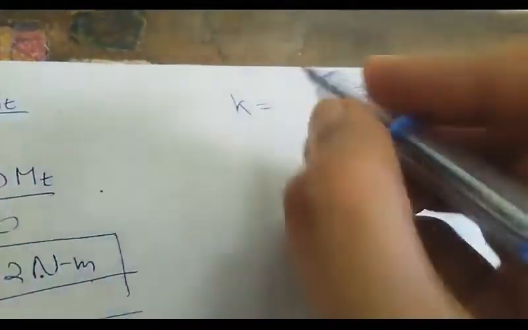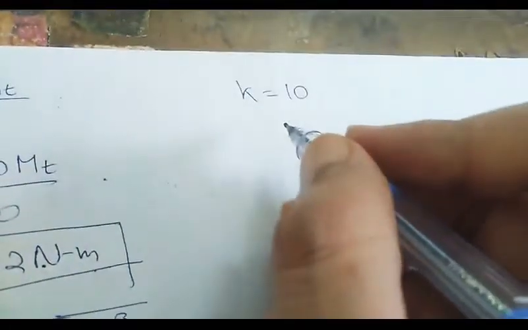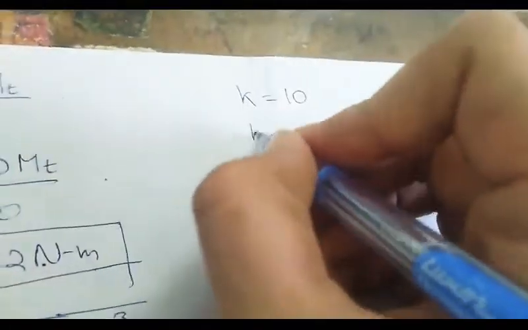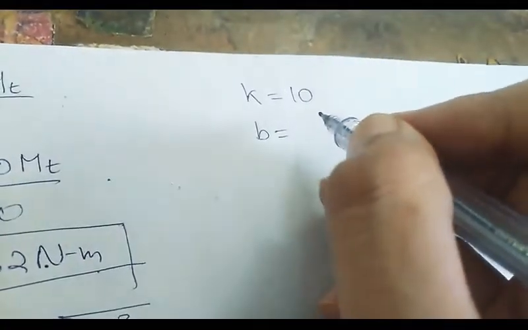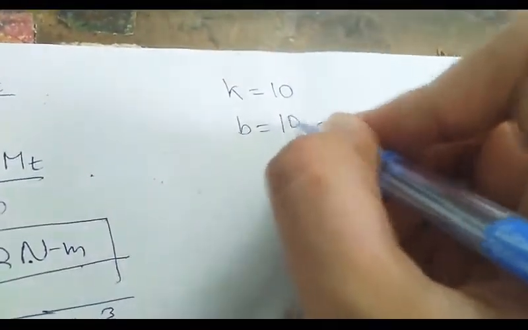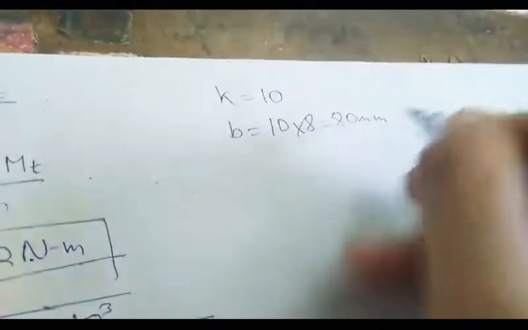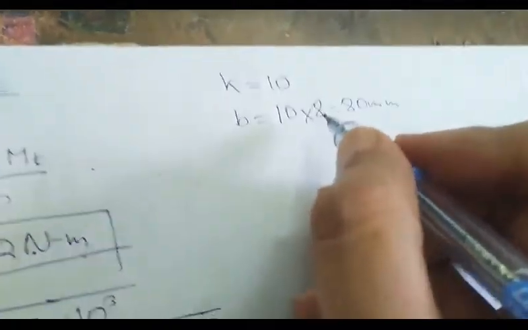Next, the value of k is already given in the problem, it is 10, and b is equal to 10 into 8, which is 80 mm. So this is the value of face width, 80 mm.